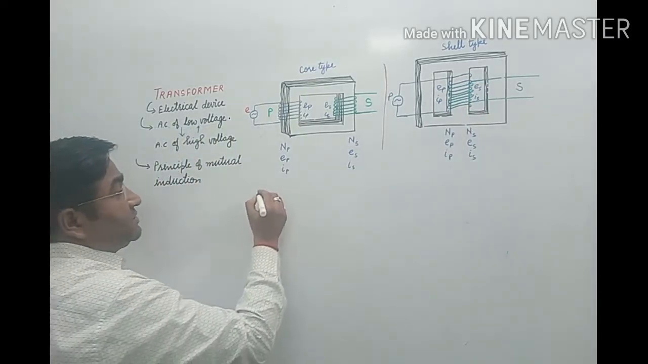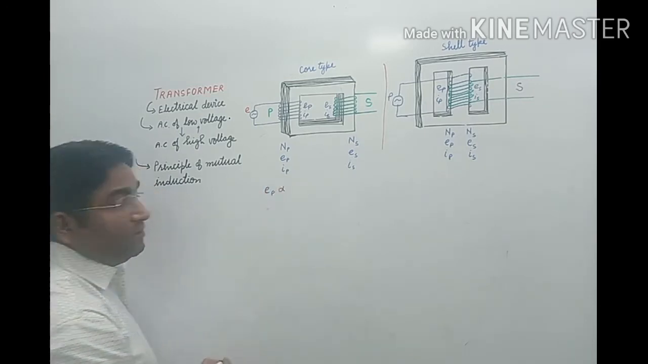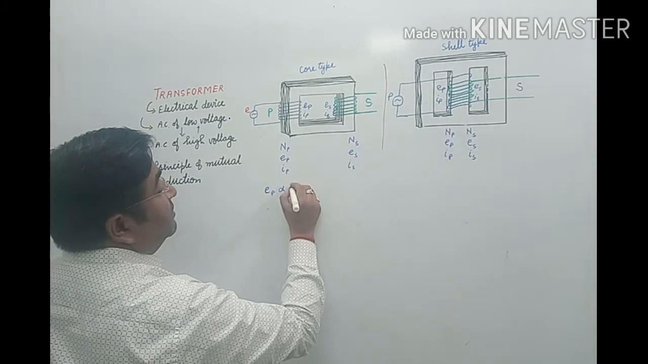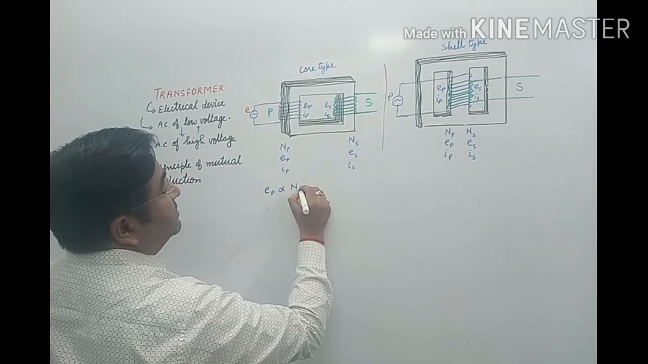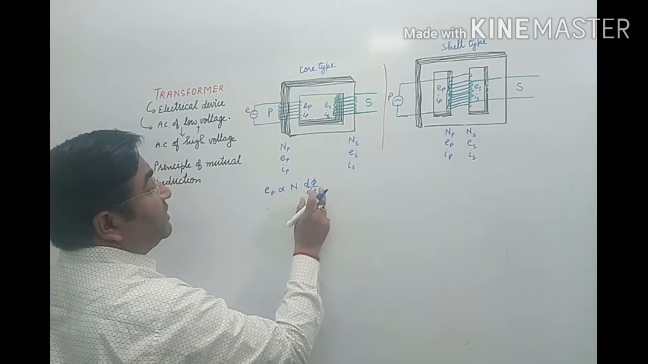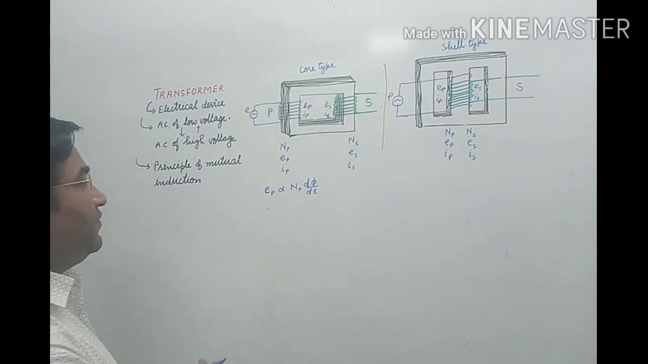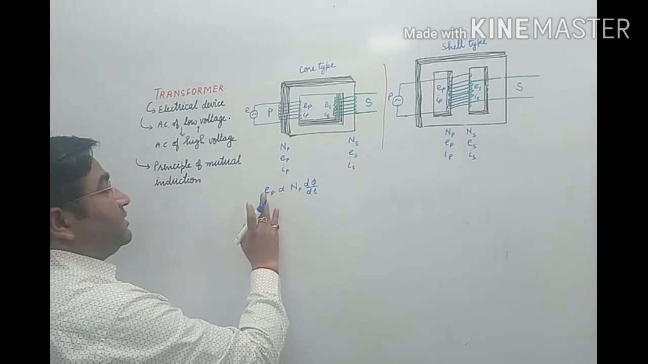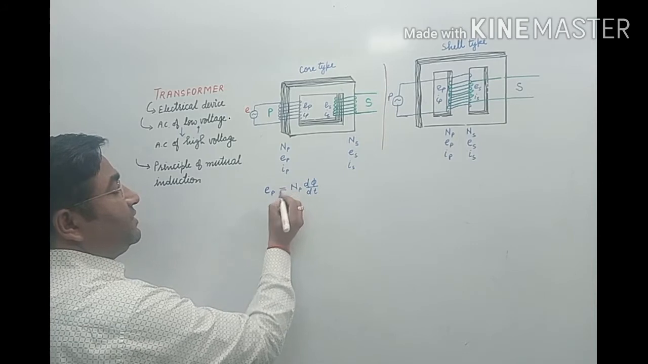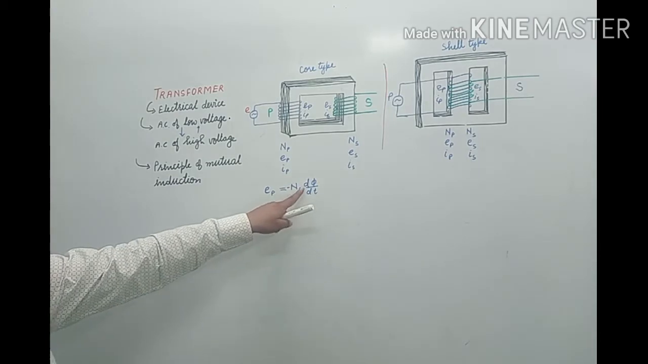Okay, we know that the EMF induced in the primary coil is directly proportional to the rate of change of flux. Suppose that d phi by dt is the rate of change of flux and the number of turns in the primary coil is Np. Therefore, we can write Ep is equal to minus Np d phi by dt.